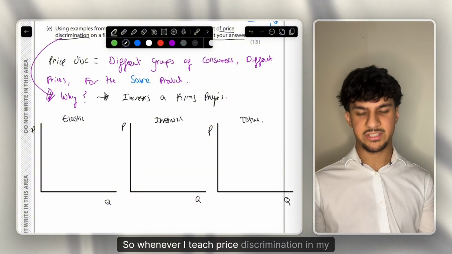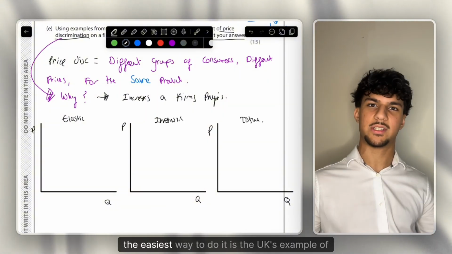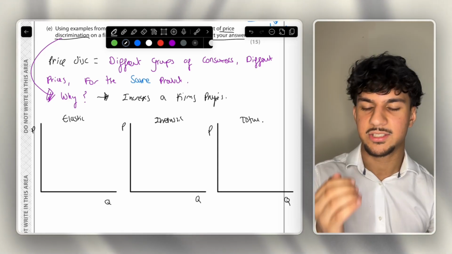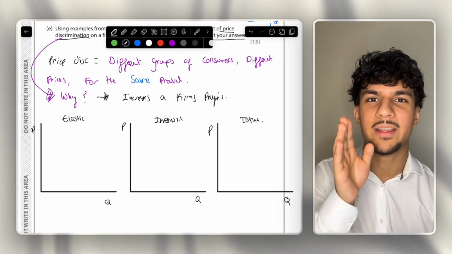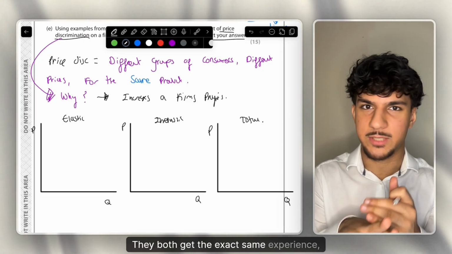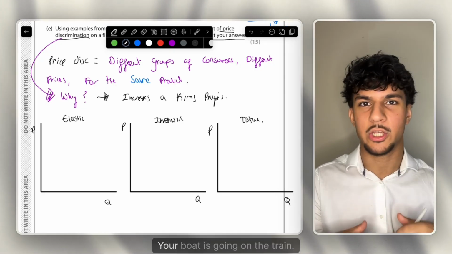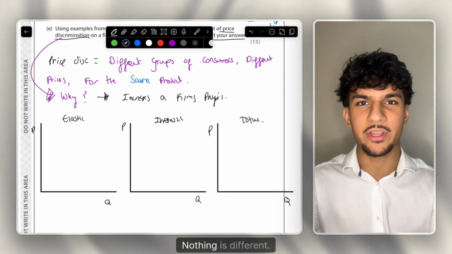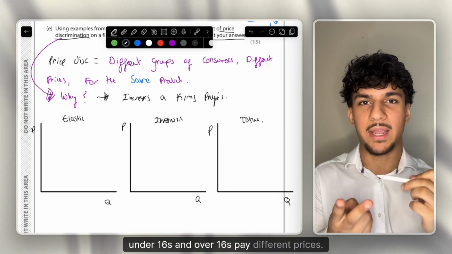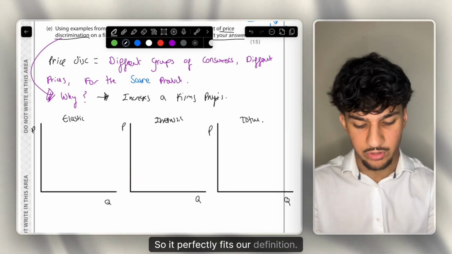Whenever I teach price discrimination in my live classes, the easiest way to do it is the UK's example of train tickets. As you might know, for train tickets in the UK there are 2 different prices. They both get the exact same experience, the exact same good. You're both just going on the train. Nothing is different, besides under 16s and over 16s pay different prices. So it perfectly fits that definition.